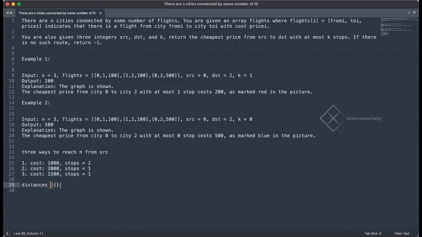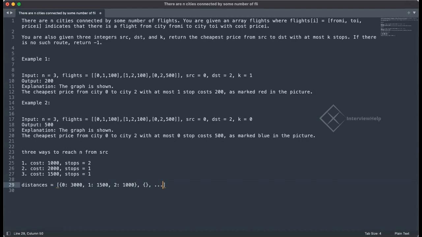Remember, we usually use this distances array to remember the shortest distance from source to every node. But instead of an array of integers, now we want an array of dictionaries. So this dictionary will be like: if you allow 0 stops, then what is the cheapest? Maybe the cheapest is 3,000. If you allow 1 stop, the cheapest is 1,500. If you allow 2 stops, the cheapest is 1,000. This is for some node, and you will have another dictionary for another node, etc. So this is going to be a list of dictionaries.